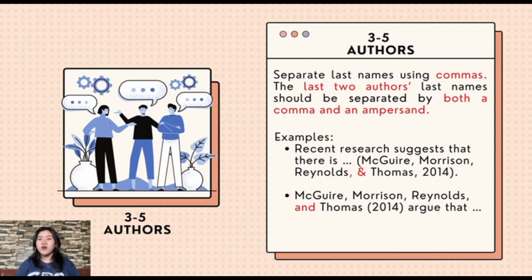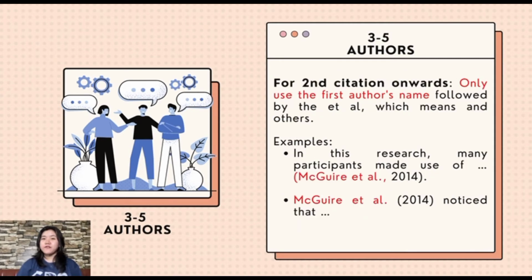When there are 3 or more authors, separate their last names using commas. The last 2 authors' last names should be separated by both a comma and an ampersand. So let's take a look at these examples. Notice in example 1, we use a comma and an ampersand to separate the last surname. Again, use the word and when you incorporate the information in the running text. For the first citation, like this example, we list out all the authors and only use the ampersand for the final one. Sources with 3, 4, or 5 authors are shortened after the first citation.